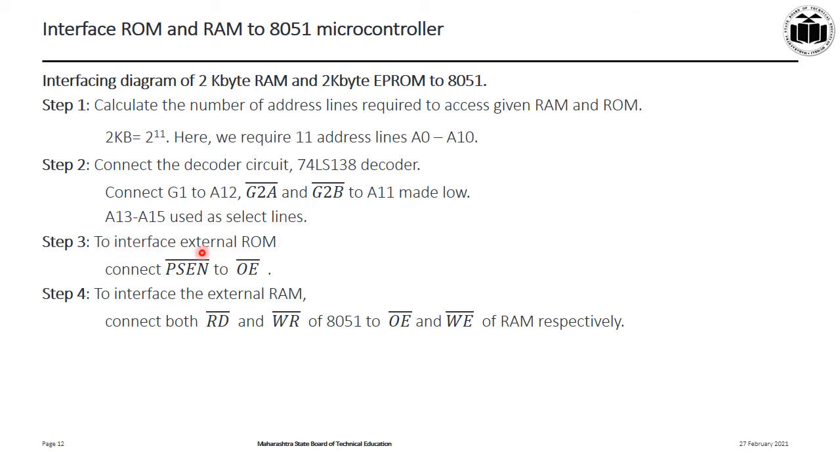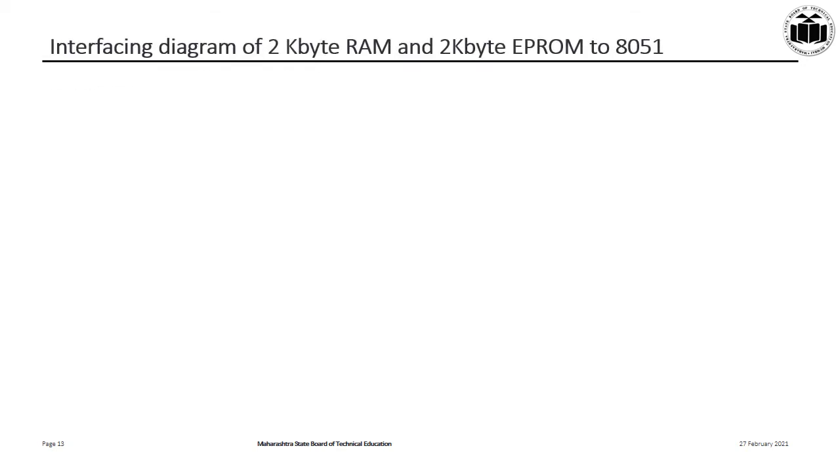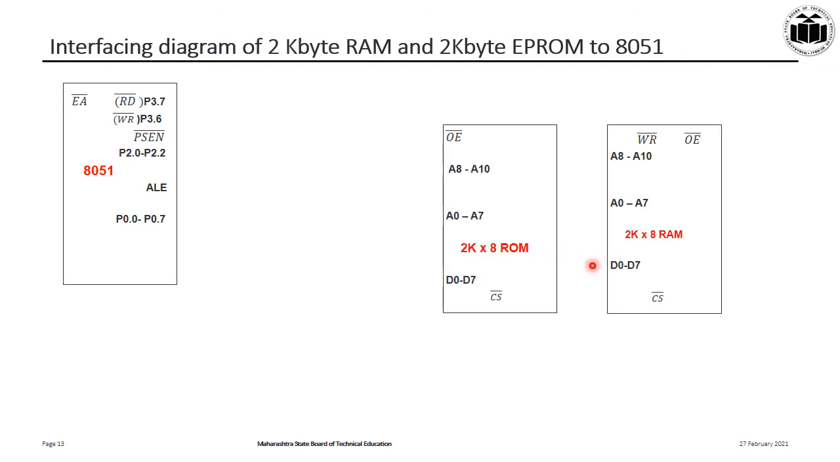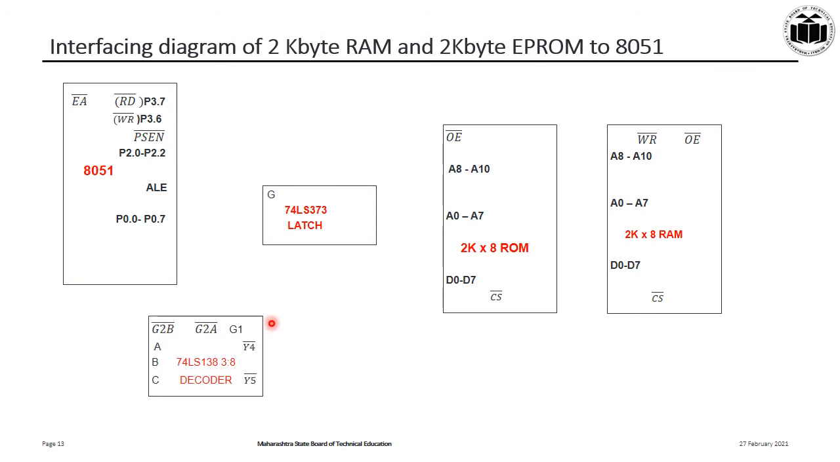For external ROM, PSEN bar is connected to OE bar, and for RAM, RD bar and WR bar are connected to OE bar and WE bar respectively. Let us draw the interfacing for 2 KB RAM and 2 KB ROM. The major blocks: microcontroller, ROM, RAM, the latch and the decoder IC.